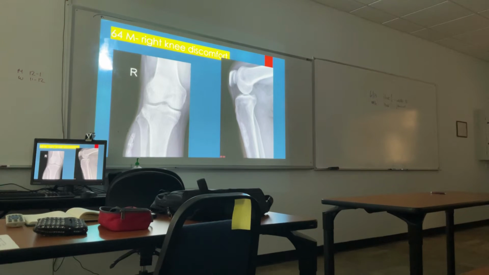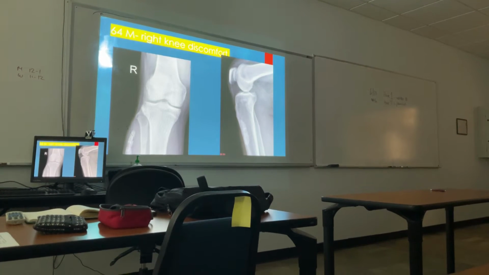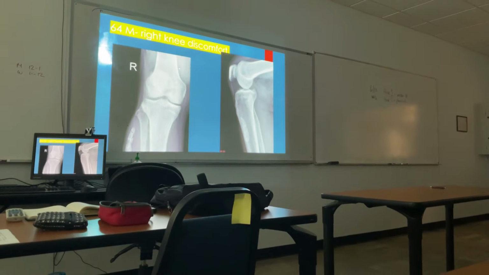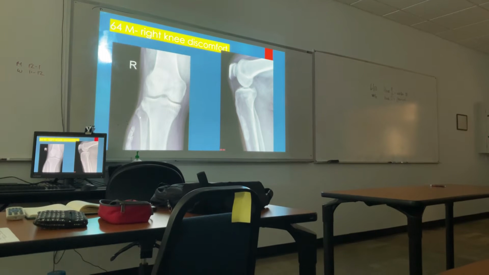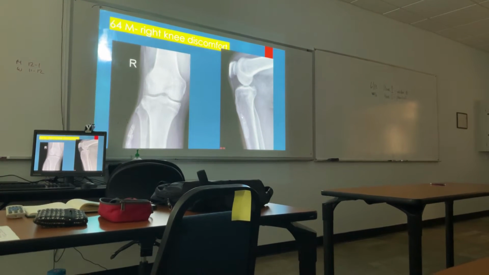So which part of this patient's anatomy? The knee. Which part of the knee? Patella area. This is patella. Where's the calcification that shouldn't be there? Lateral to the tibia. Lateral to the fibula, there it is. Okay, here it looks like it's part of the bone, right?